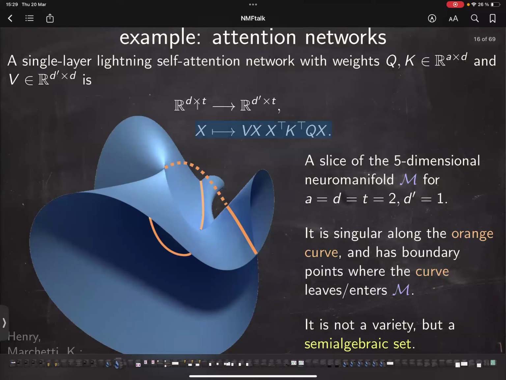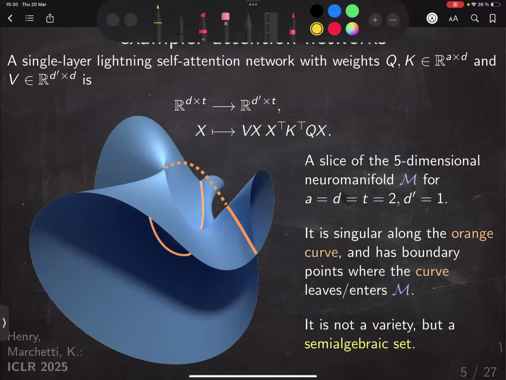So what you see is that if you fix these matrices, V is fixed and K is fixed and Q is fixed, then this is some function that just depends on X. And each point on this blue guy is such a function. So I could try to draw something here.